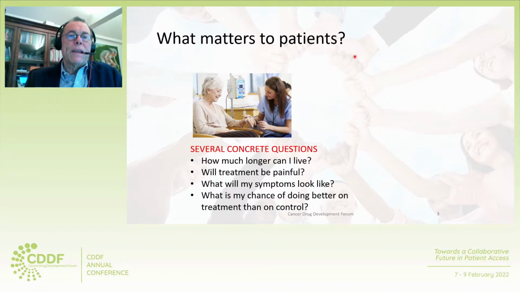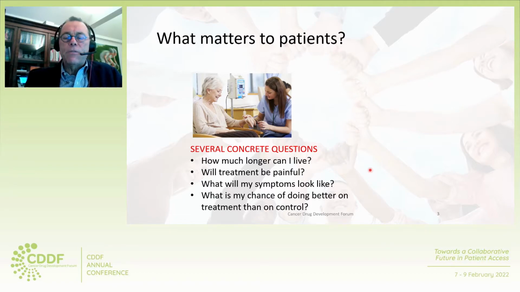Now, if we go to the patient view of a clinical trial, what matters to them? Well, patients have several concrete questions, such as how much longer can I live? Or will treatment be painful? Or what will be my symptoms? What is the chance that I will do better on treatment than on control? I mean, the last question here is probably more a question that a statistical patient would ask themselves.